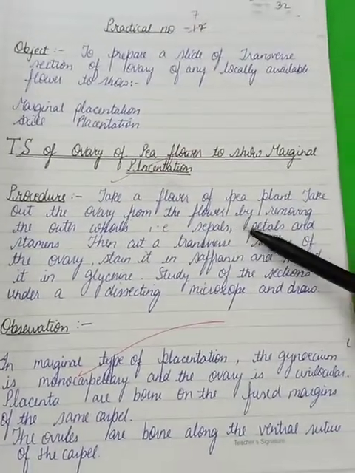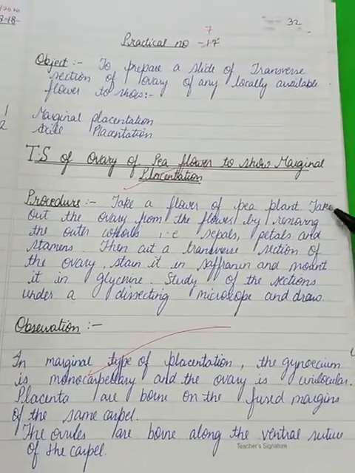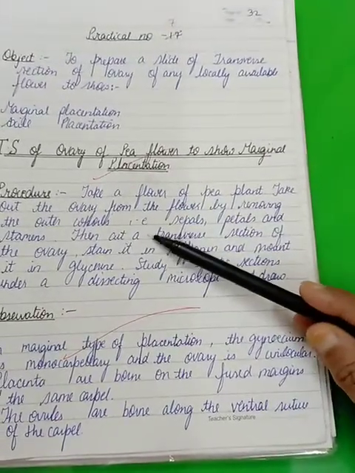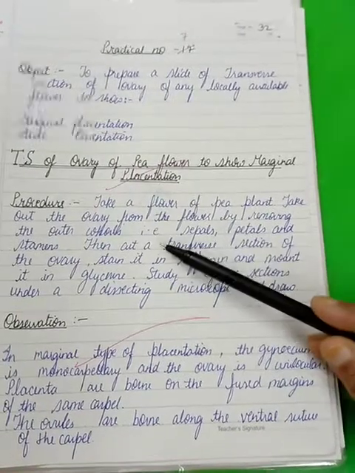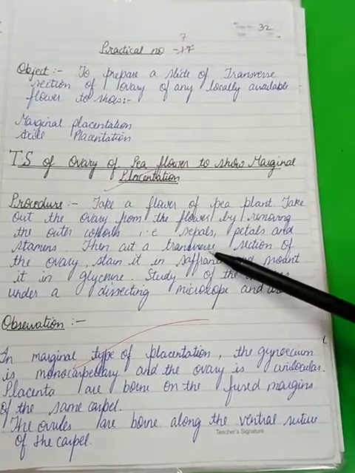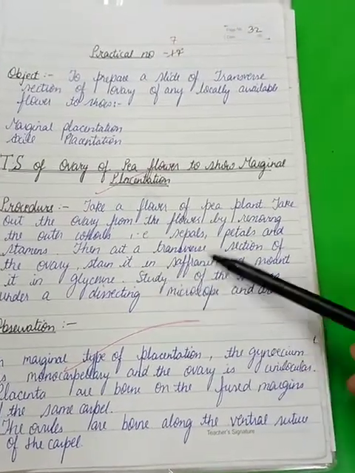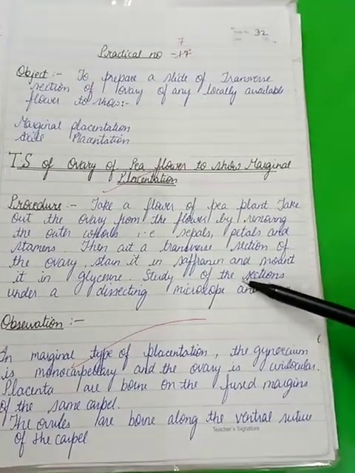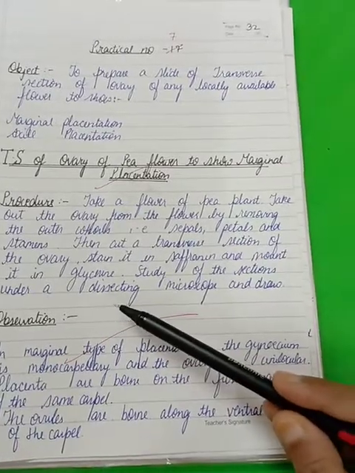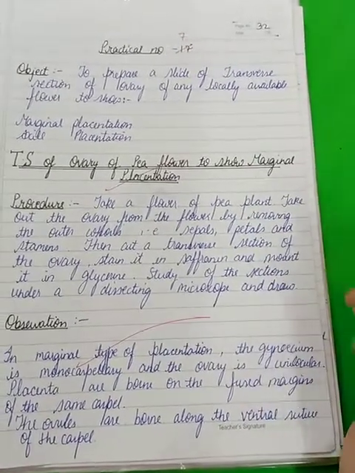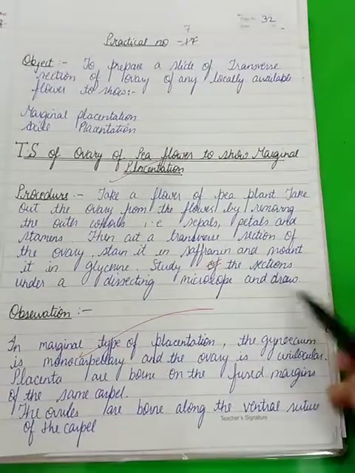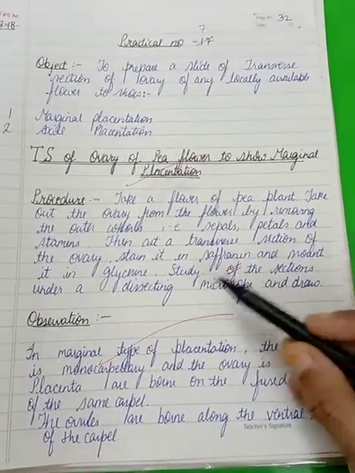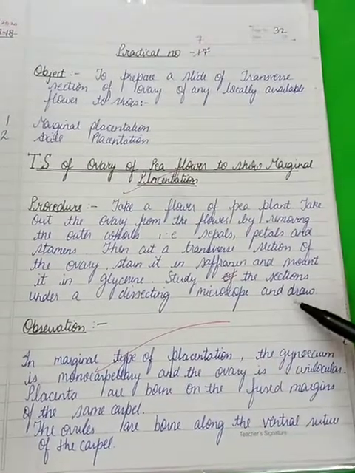Procedure: take a flower of pea plant, take out the ovary from the flower by removing the outer whorls, that is sepals, petals and stamens. Then cut a transverse section of the ovary, stain it in safranin and mount it in glycerine. Study the sections under a dissecting microscope and draw.